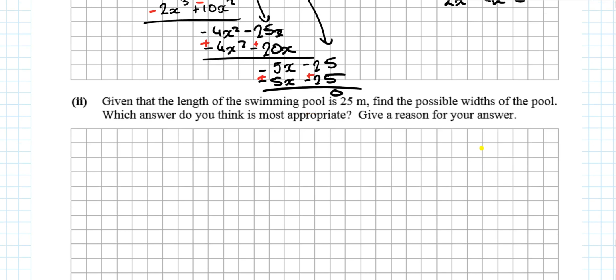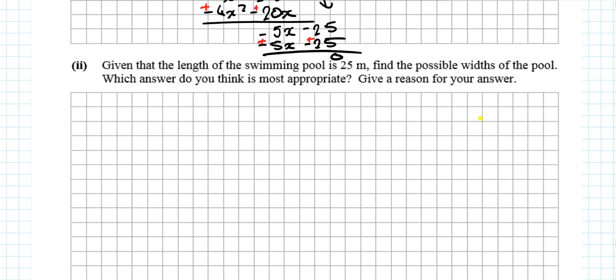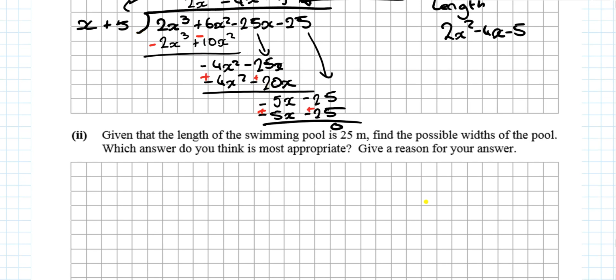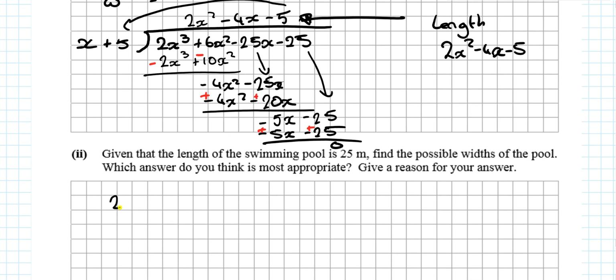The last part of the question: given that the length of the swimming pool is 25 meters, find the possible widths of the pool. Okay, well, I know the length is 2x squared minus 4x minus 5, and they're saying it's equal to 25, just in the question. So now I have a quadratic equation.